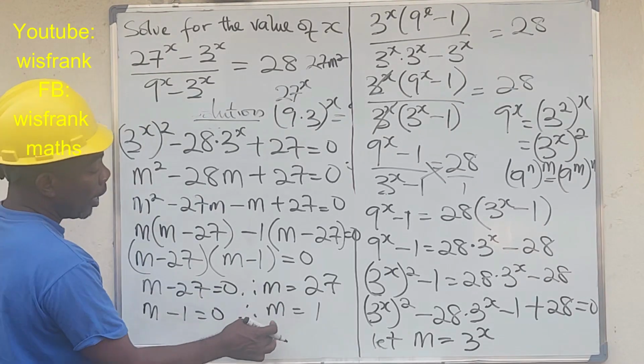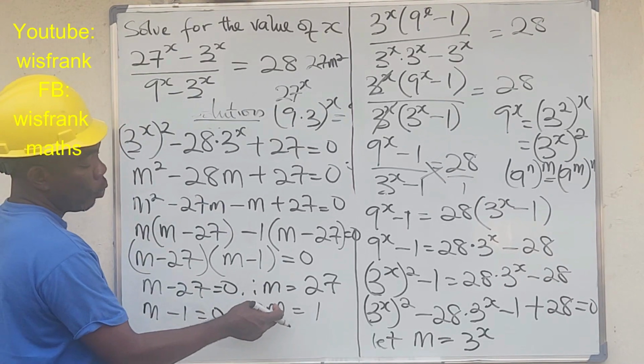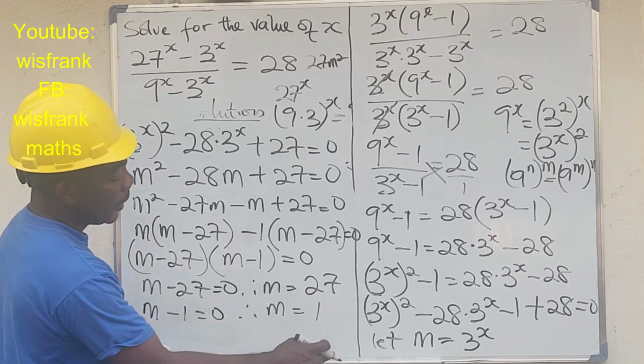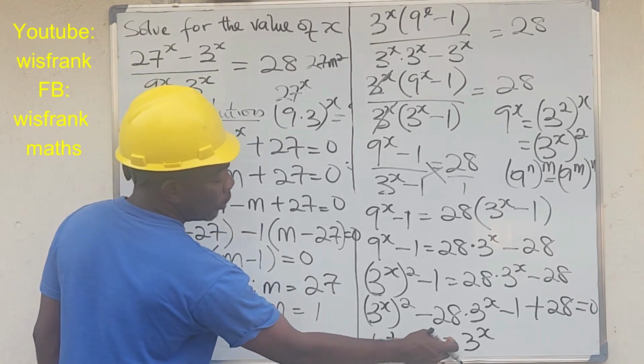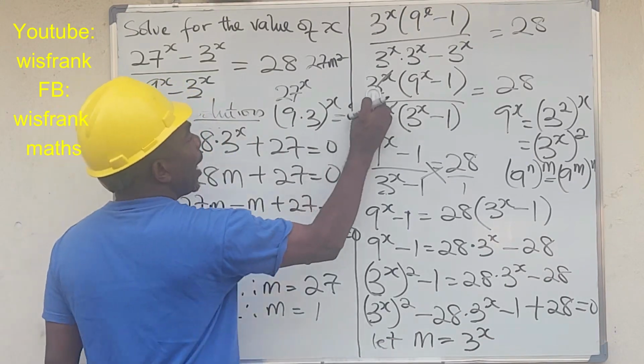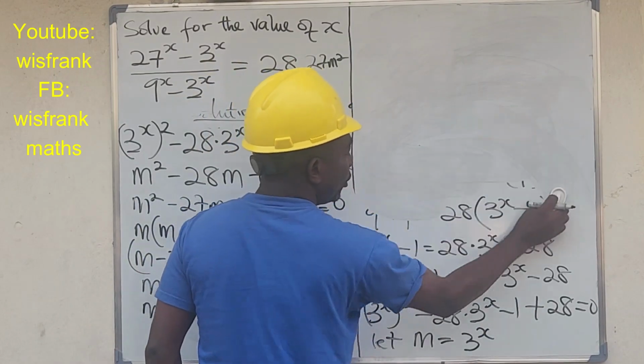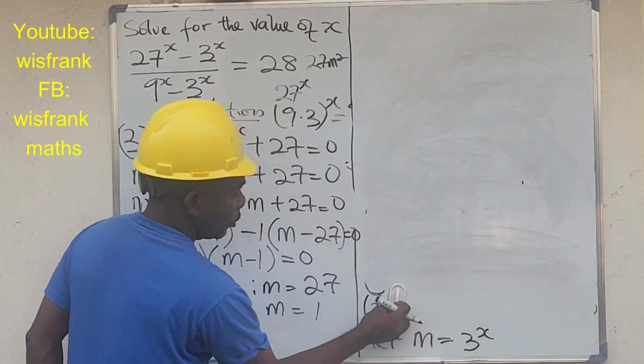We have 1. So we have two values of m here: m equals 27 and m equals 1. So in this expression, we said let m equals 3 raised to the power of x. So in that case, we are going to substitute the values of m that we have from our solution into where we have m equals 3 raised to the power of x.